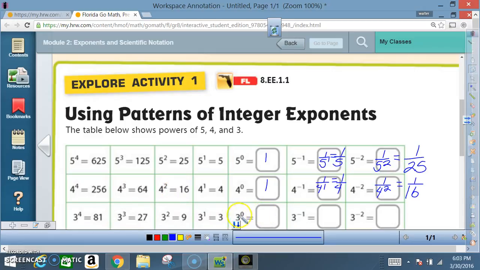Same thing with 3. 3 to the 0 power is 1. 3 to the negative 1, I'm going to rewrite it as 1 over 3 to the positive 1. And then that's equal to 1 over 3, because 3 to the 1 is equal to 3. Next, I got 3 to the negative 2, and that's going to equal 1 over 3 to the positive 2. So 1 over 3 to the positive 2, that's going to be 1 over 9.